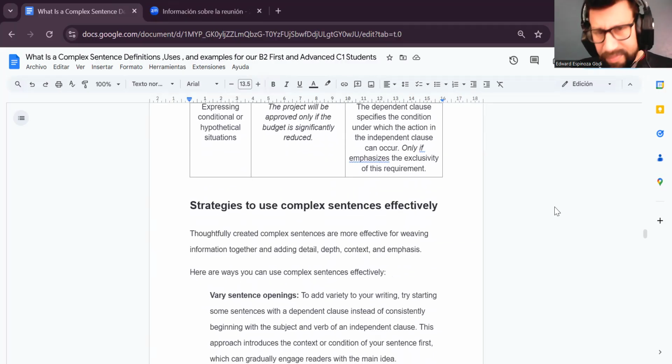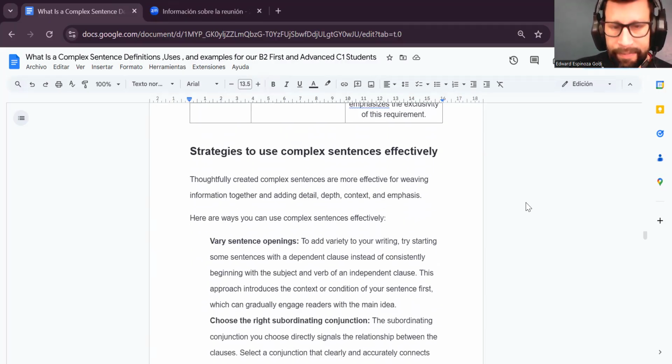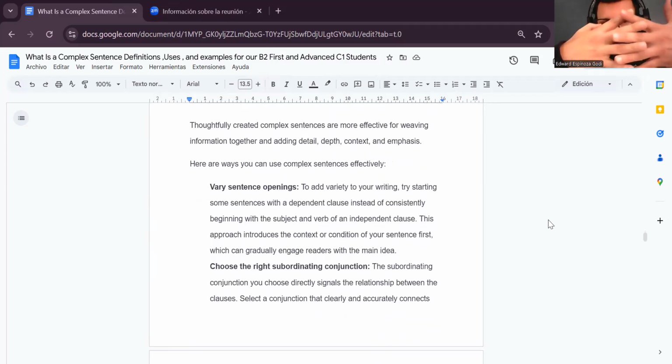Now, strategies to use complex sentences effectively. Thoughtfully created complex sentences are more effective for weaving information together and adding detail, depth, context, and emphasis. Here are ways you can use complex sentences effectively.